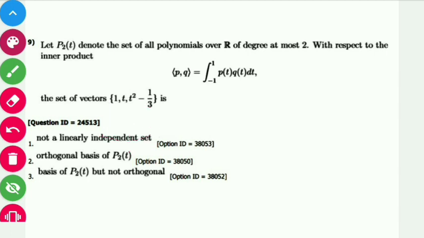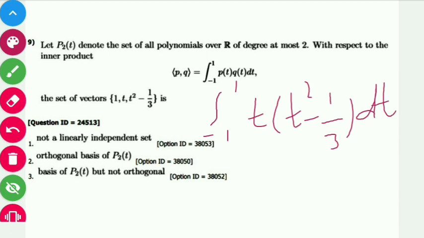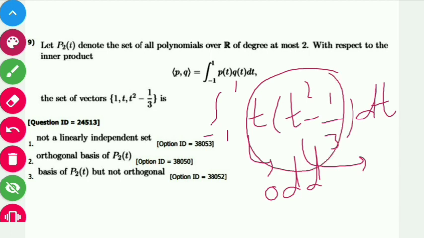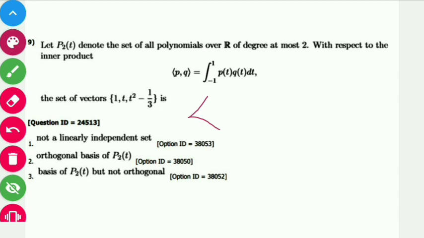Now take another pair. Suppose we take t and the third vector t square minus 1 by 3. What is the inner product? This is equal to the integral from -1 to 1 of t into t square minus 1 by 3 dt. Now one factor is an even function and the other is an odd function, so the product is an odd function. And we have just seen that if we have an odd function here, then this integral is 0. So this inner product is equal to 0.